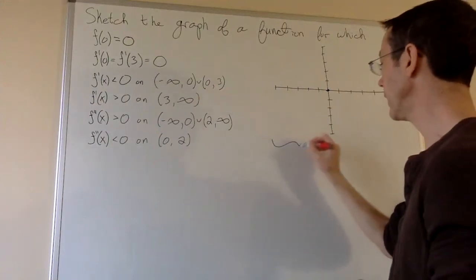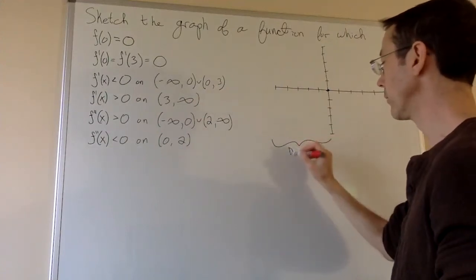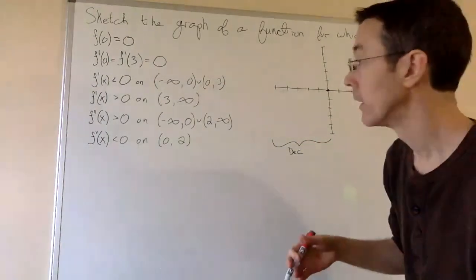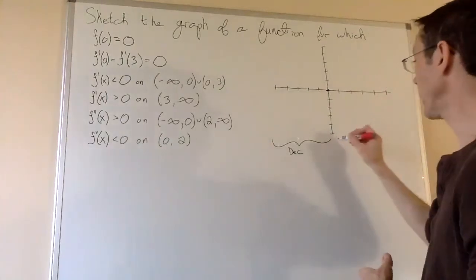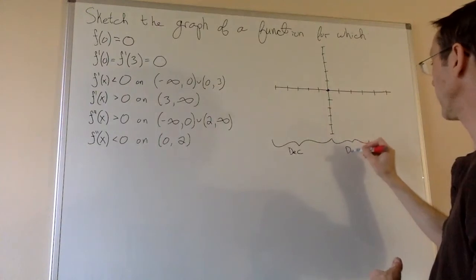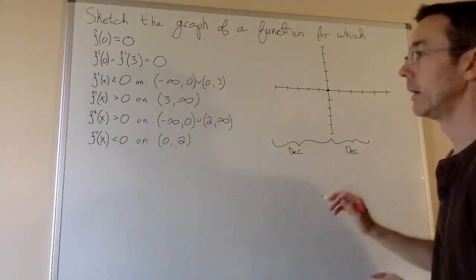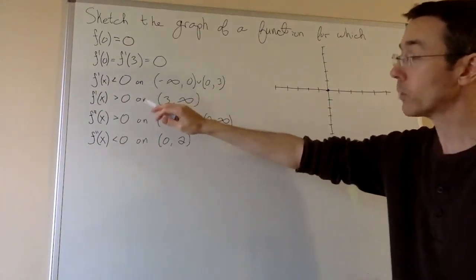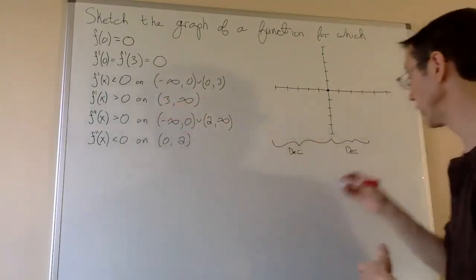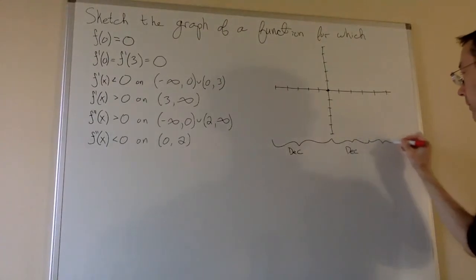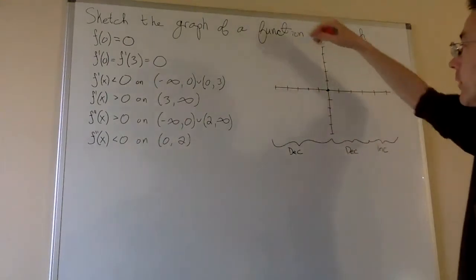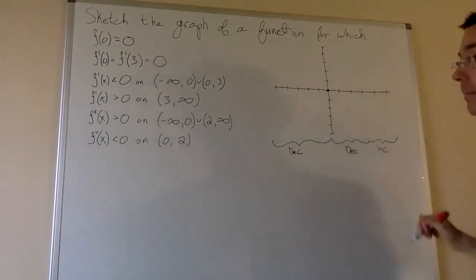From negative infinity to 0, the first derivative is negative, so the function is going to be decreasing. And then again, from 0 to 3, the function is going to be decreasing. Then the function's first derivative changes to positive from 3 to infinity, so the function becomes increasing. Great. So the function is going to go down, down, and then up.